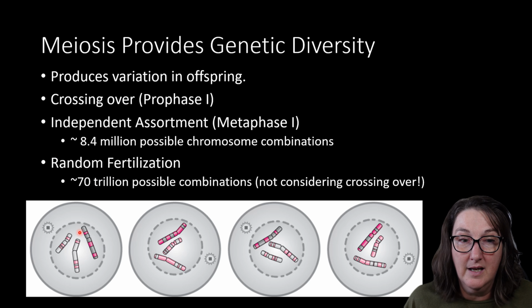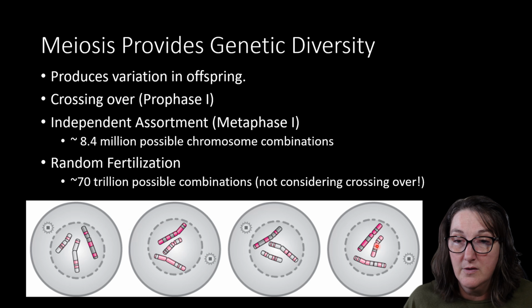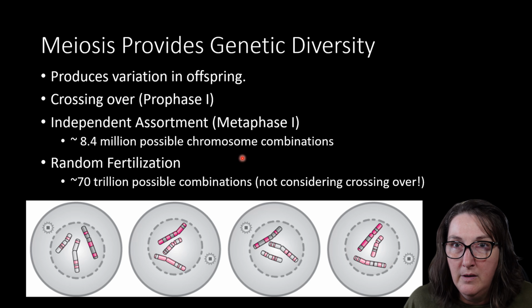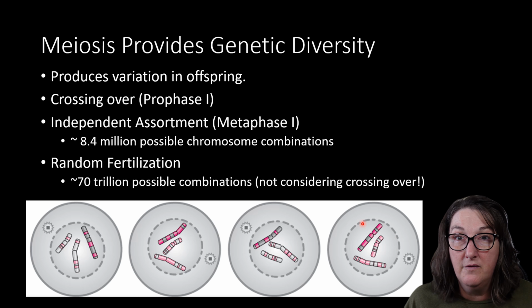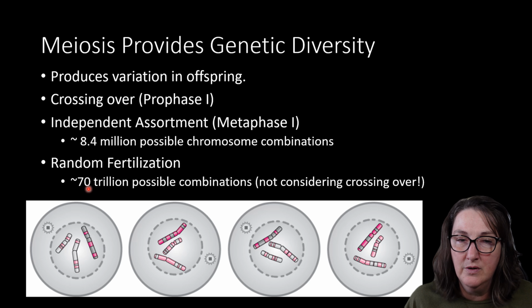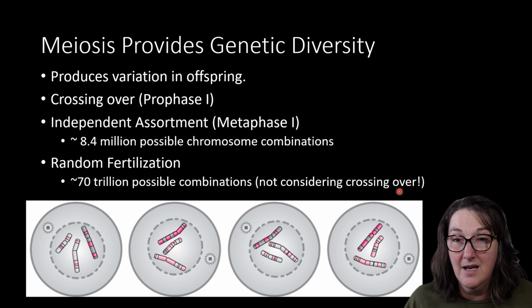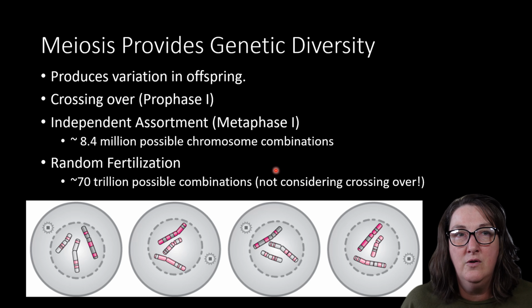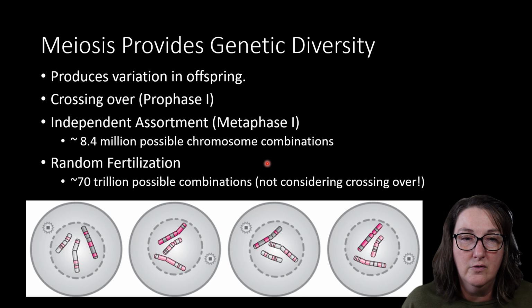Now, with random fertilization, because remember, you could have an individual egg, you could have an individual sperm. So I have one egg here, and this is one of 8.4 million possible combinations that happens to fuse with a sperm, which is one of 8.4 million possible combinations. And that's why you can have 70 trillion possible combinations. And that's not really even considering crossing over, doing all of this other stuff. This is why you don't have a lot of people that are identical. Now, you'll see people like the doppelgangers that look similar, but genetically, you're going to be able to see that they're different.